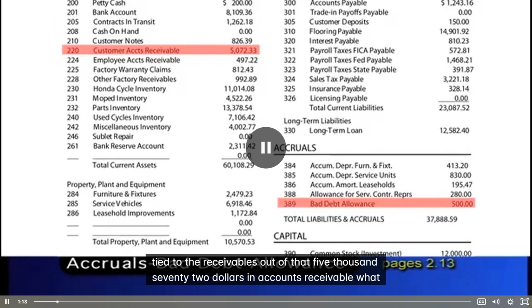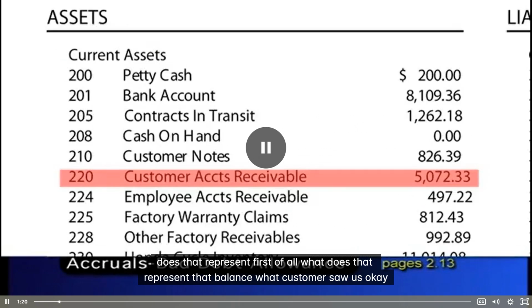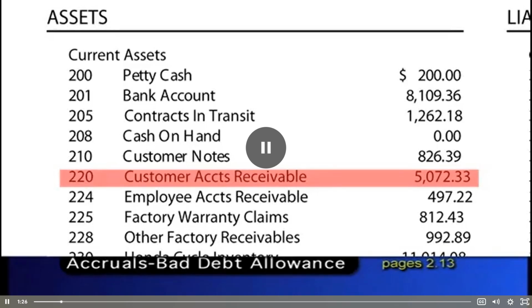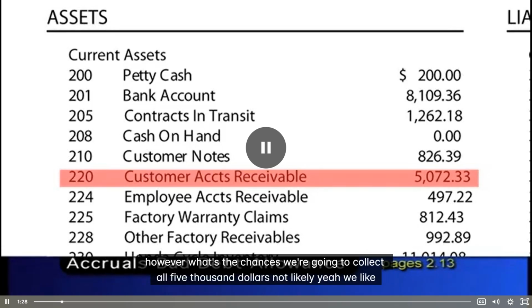Out of that $5,072 in accounts receivable, what does that represent, first of all? What does that balance represent? What customers owe us, okay? However, what's the chances we're going to collect all $5,000? Not likely. Yeah, we'd like to. But we don't think we're going to collect it all.